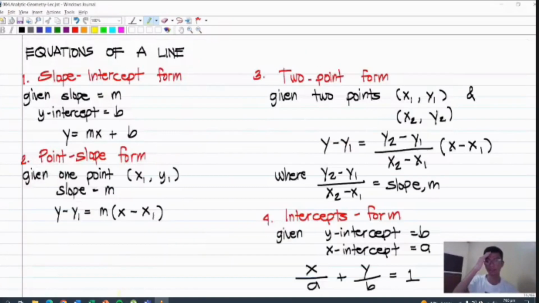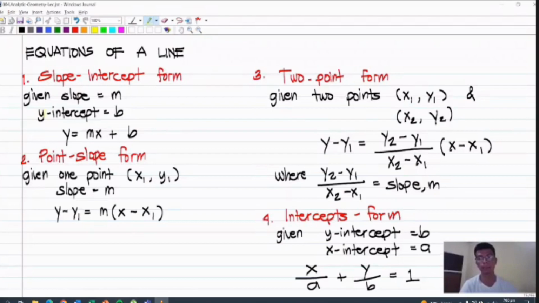Next. So dito, introduce muna natin yung equations of a line, kasi ito yung mga next natin. So dapat kabisado natin itong apat na form na pwede natin gamitin kapag kumuha tayo ng equation of a line. So number one, that is the slope-intercept form.